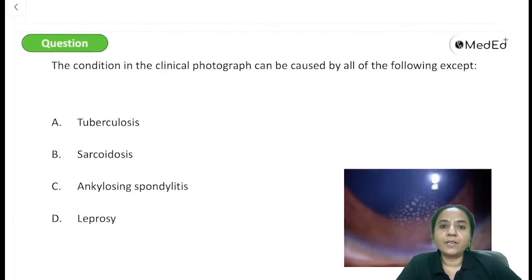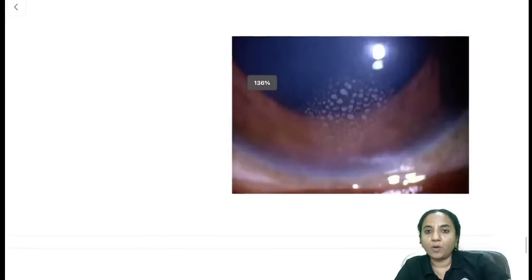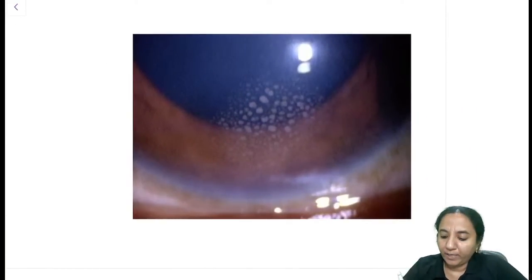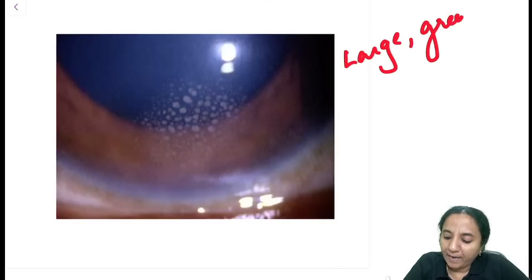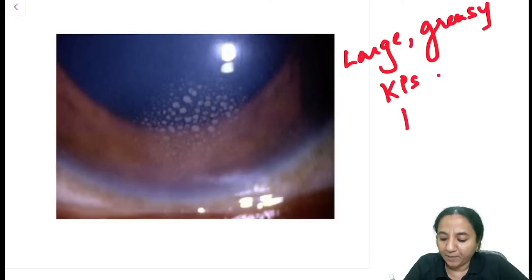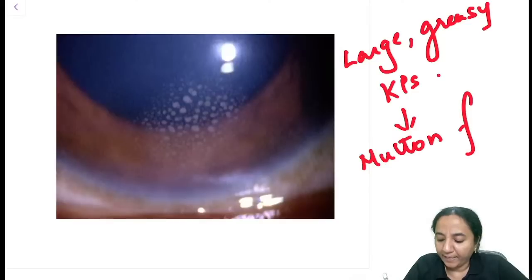Next, the condition in the photograph can be caused by all except. So what is this that we are seeing in the photograph? You see these white dots on the corneal endothelium. These are keratic precipitates, and these are large and greasy. These large and greasy keratic precipitates are called what? They are called mutton fat KPs.